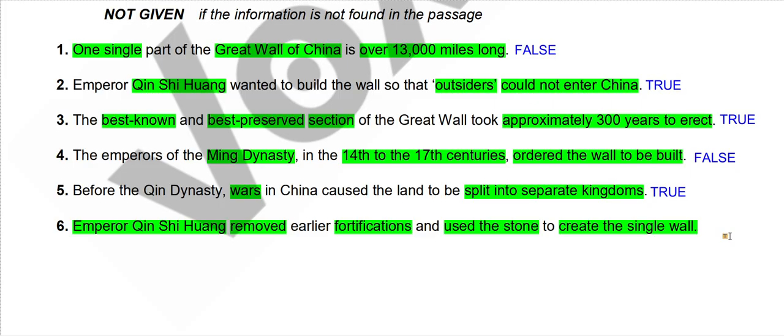But if he didn't use the previous stones, the old stones that came out because the walls were pulled down, and he used new stones instead of them, we will say false. And it can be not given when we don't know if he used old stones or not.